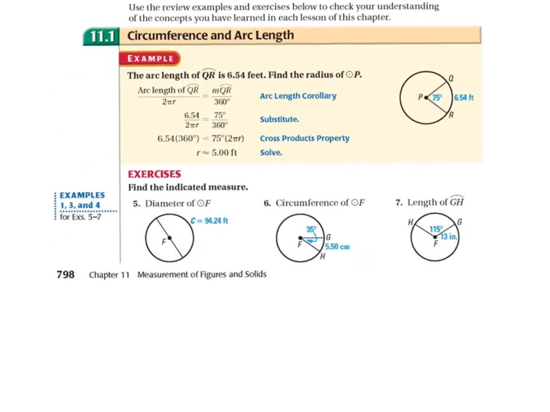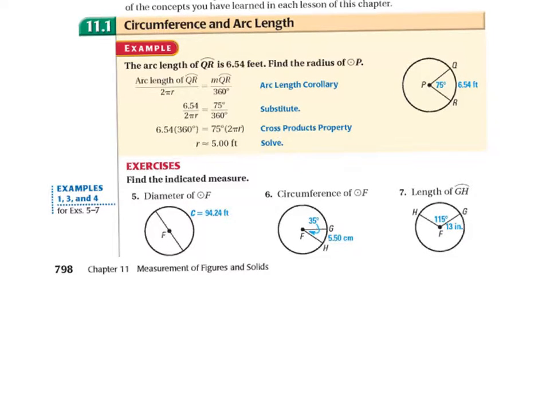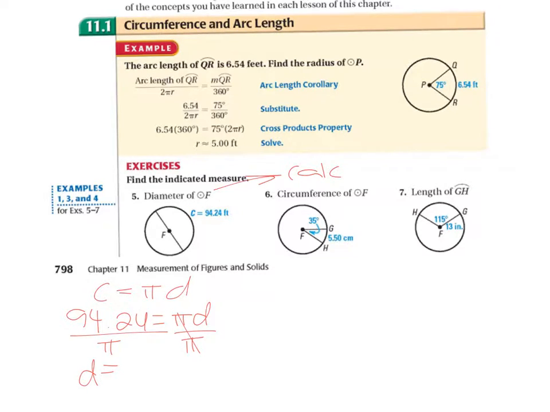Number 5 says to find the diameter of them. So if it's giving it to you in decimal, this would be one of those that you would be using your calculator on, because it's given in decimals. If circumference equals pi times d, 94.24 would equal pi times the diameter. Divide both sides by pi. And I would have gotten the diameter is about 30 feet.